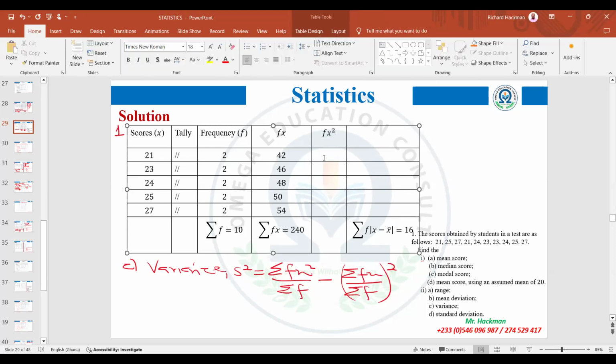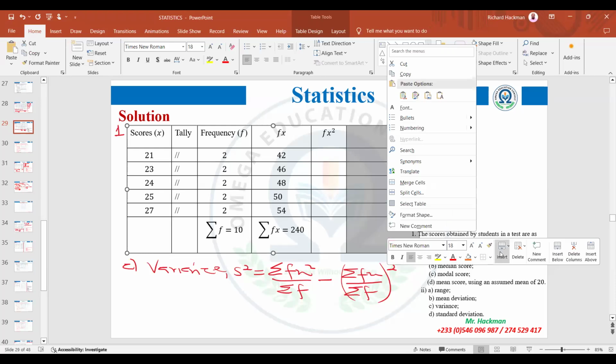So how would you do that? You find x squared, then you multiply it by f, I guess. Is that what you would do? No, please. Okay, so what will you do? If your answer is no, then tell me what you would do. Since we already have sigma fx, we'll just square it, and we'll just square the number. Okay, no, you rather make a table.